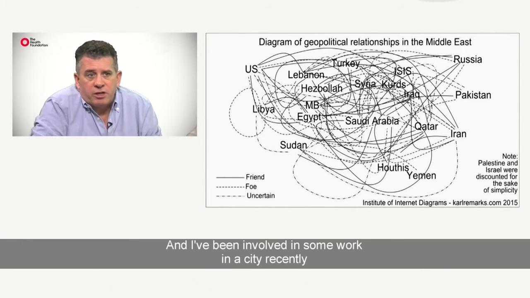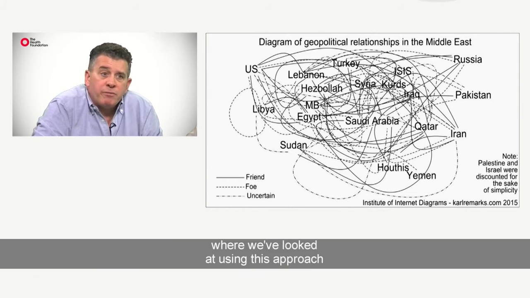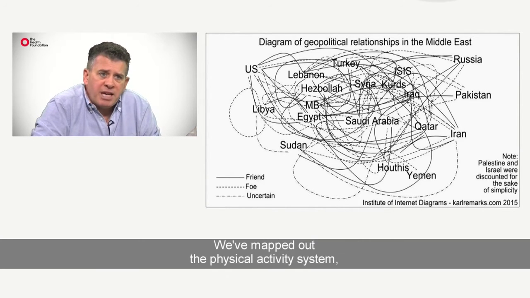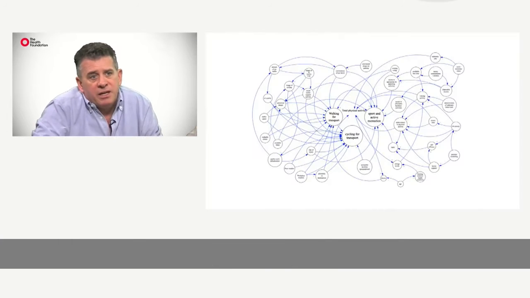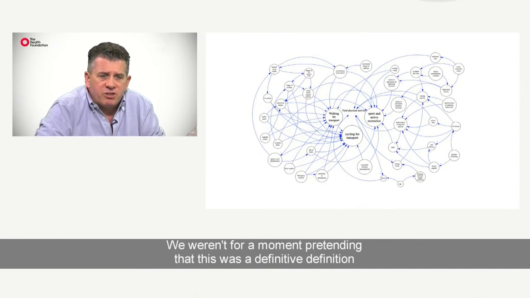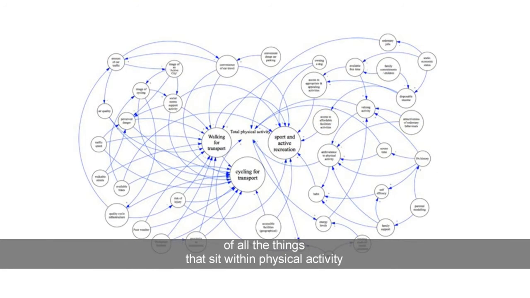And I've been involved in some work in a city recently where we've looked at using this approach for thinking about physical activity. We've mapped out the physical activity system, and here is a first stab at it. We weren't for a moment pretending that this was a definitive definition of all the things that sit within physical activity in a local authority, but it was a tool, a way of encapsulating some of the important things that can be done at local authority level to promote increased activity across the population.